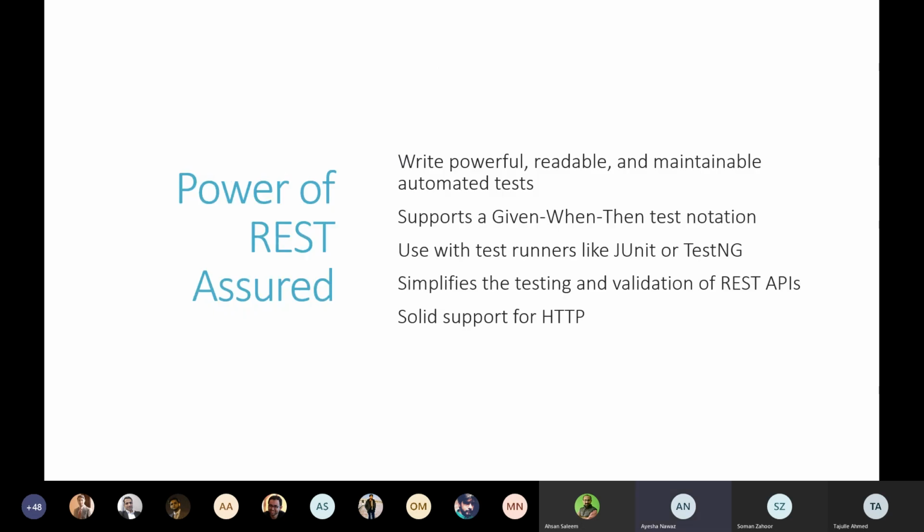Now I'm going to discuss the power of REST Assured. REST Assured is a library that allows us to use the REST API. We can write powerful, readable, and maintainable automated tests using REST Assured. It supports a given, when, then test notation, which means it's perfect when we use it with Cucumber. We can use test runners like JUnit and TestNG, and these are staples in any test engineer's skill set.